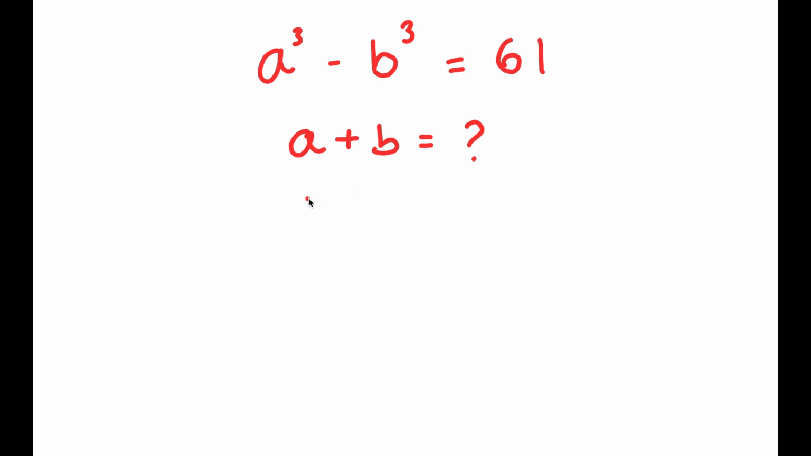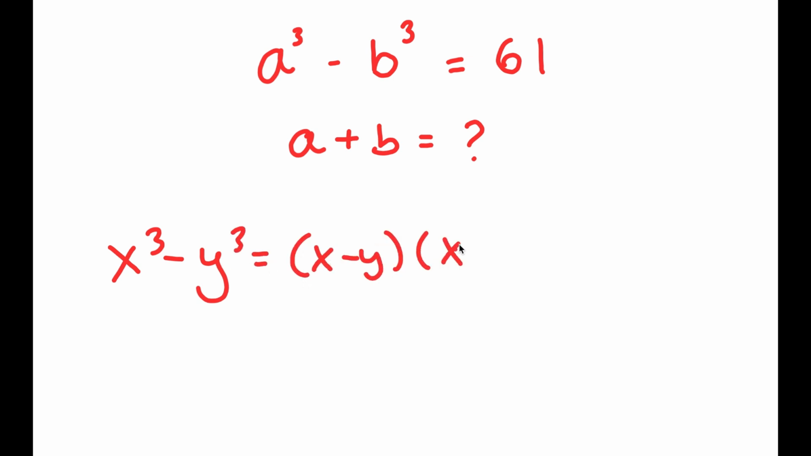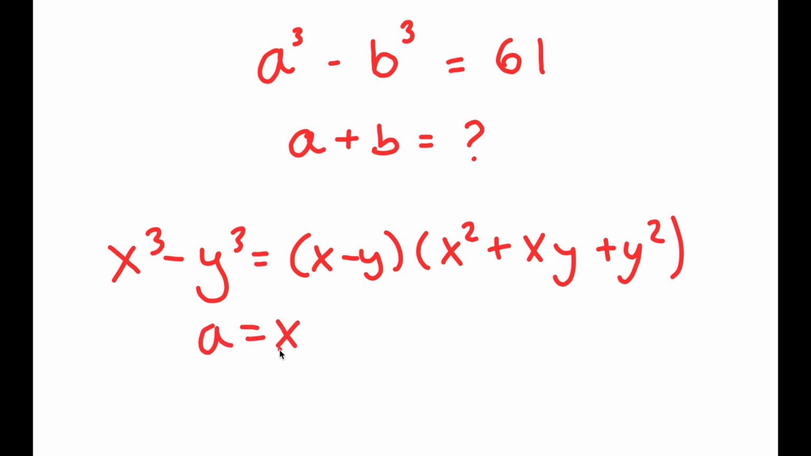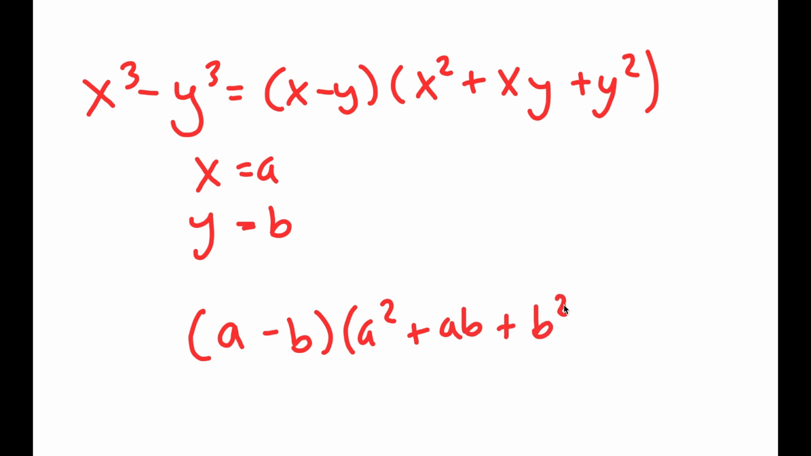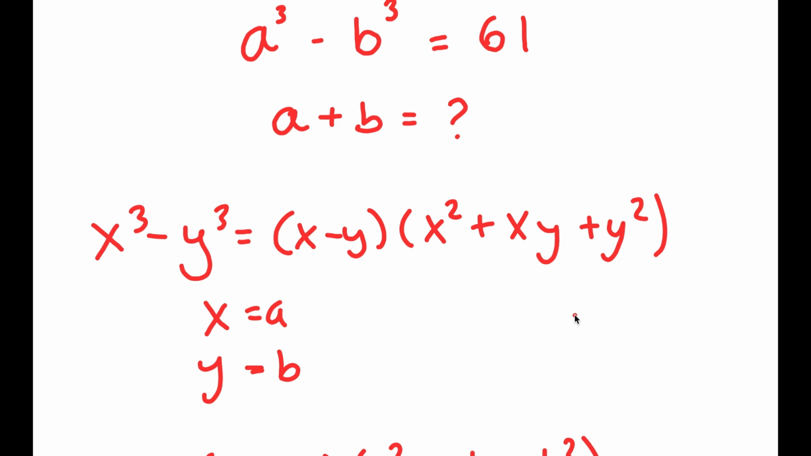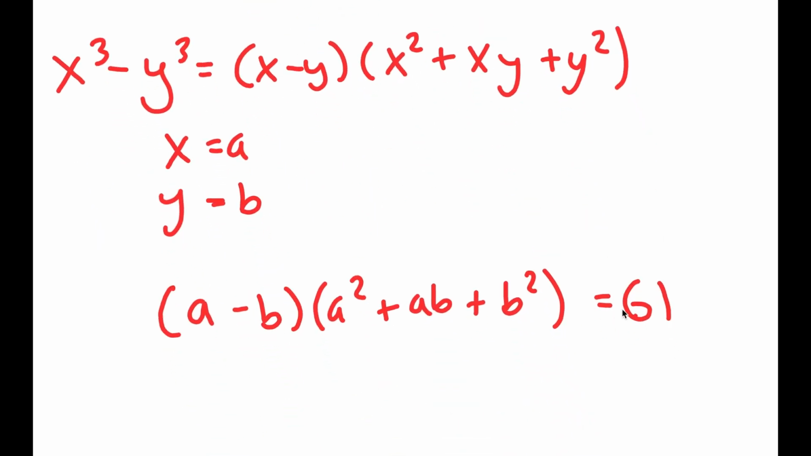So, to solve this, I'm going to first use the formula x to the power of 3 minus y to the power of 3 is equal to x minus y times x squared plus xy plus y squared. So in this case, x is a, and y is b. So I can write this as a minus b times a squared plus ab plus b squared. And this is equal to 61.